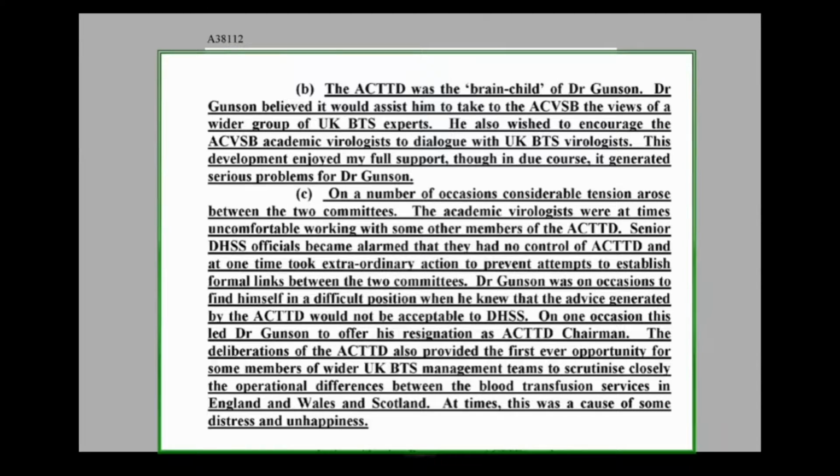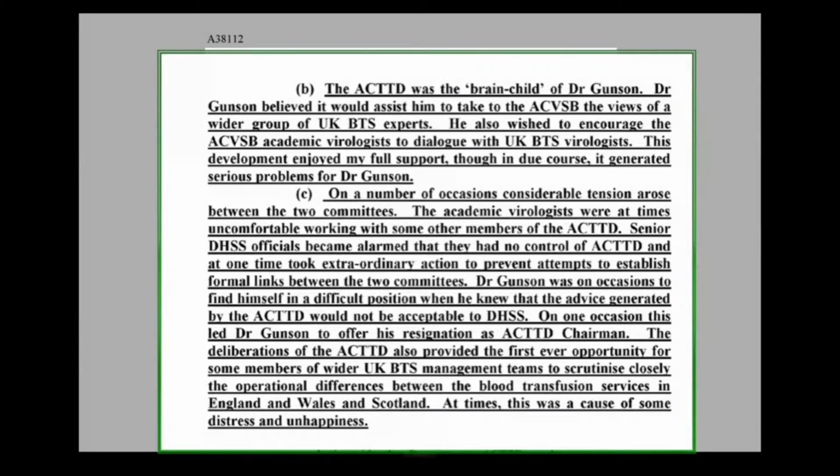The academic virologists were at times uncomfortable working with some other members of the ACTTD. Senior DHSS officials became alarmed that they had no control of ACTTD and at one time took extraordinary action to prevent attempts to establish formal links between the two committees. Dr. Gunson was on occasions to find himself in a difficult position when he knew that the advice generated by the ACTTD would not be acceptable to DHSS. On one occasion, this led Dr. Gunson to offer his resignation as ACTTD chairman.